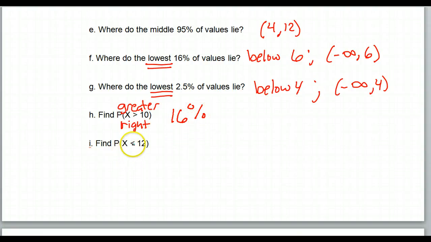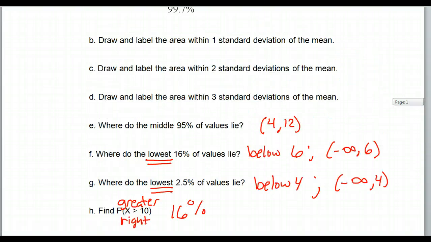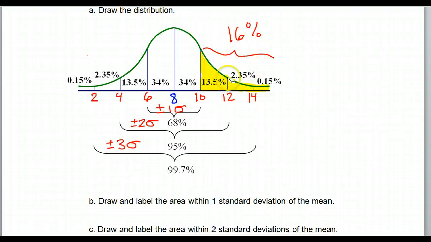What's the probability of picking a value below 12? That's what this is saying. This is below, so I will look to the left of 12. You see your 12 there. We need to stay below 12, so we're looking in this direction. So it is all this.